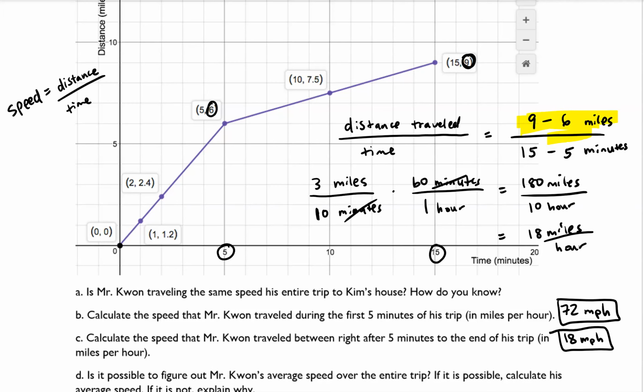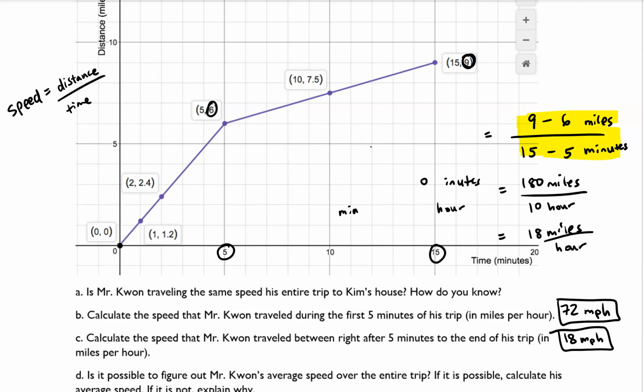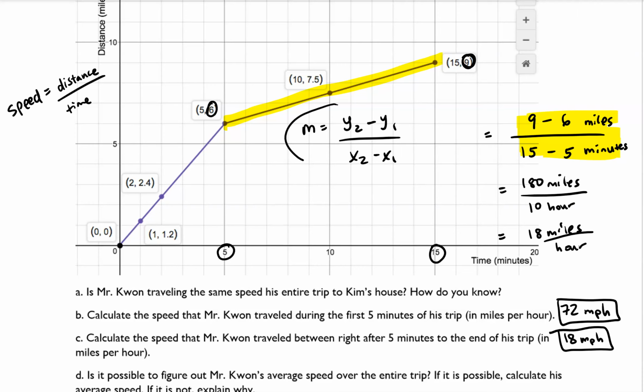Hopefully this thing here kind of looks familiar. And if you're like, oh, that does look familiar, it's basically coming from the slope formula. What we're doing basically is we're calculating the slope of this line here. And remember that slope is equal to y2 minus y1 over x2 minus x1. So if you were like, hey, that looks familiar, that's because basically that and that are the same thing. We're calculating the slope of that line segment there.